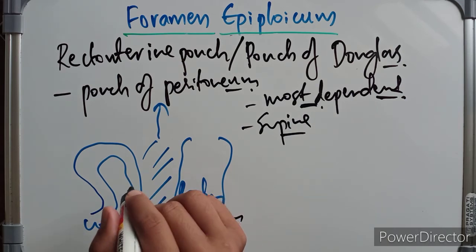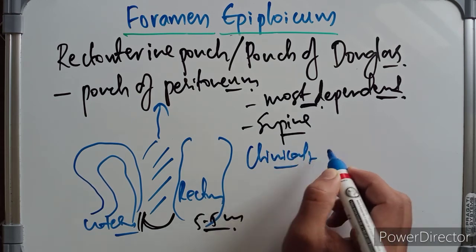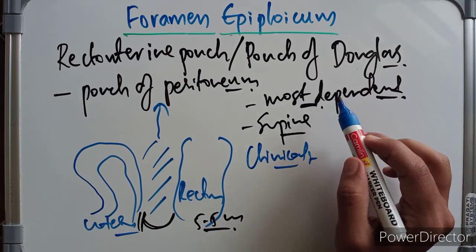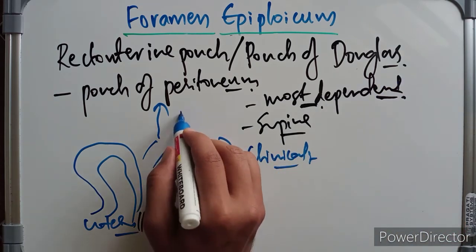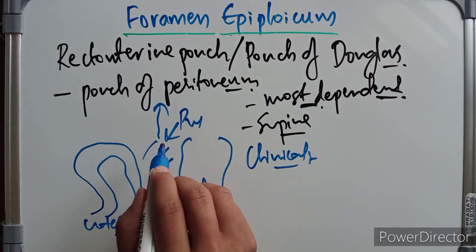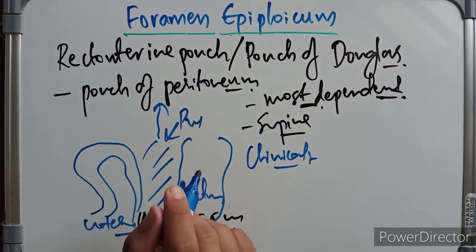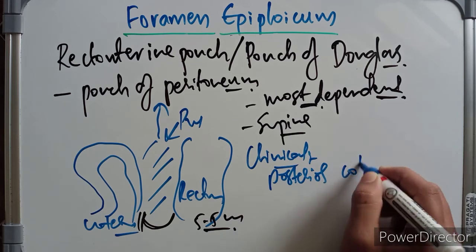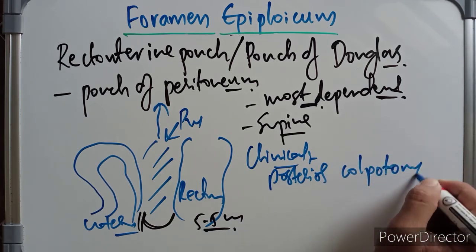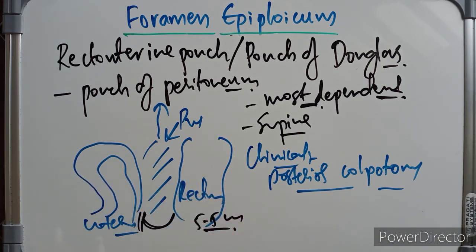Coming to its clinical significance, the rectouterine pouch is the most dependent part of the peritoneal cavity below the pelvic rim, so pus tends to collect here. The pus can be drained either through the rectum or through the posterior fornix of the vagina, which is known as posterior colpotomy. So this was about the rectouterine pouch or the pouch of Douglas.